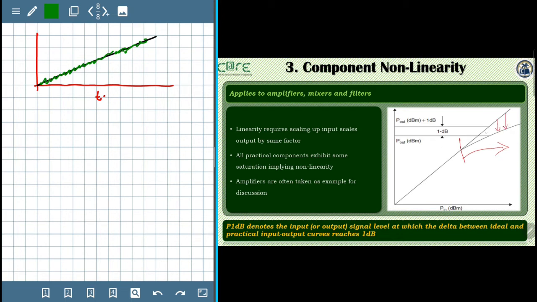The observed output at the point at which it is 1 dB lower as compared to the expected output is referred to as the P1 dB point, and this P1 dB point is a quantitative measure to specify the point in terms of input power at which the component nonlinearity begins to be more and more evident.